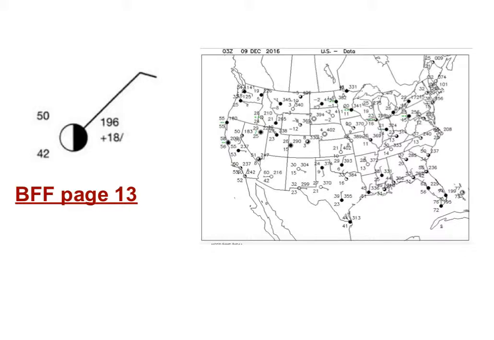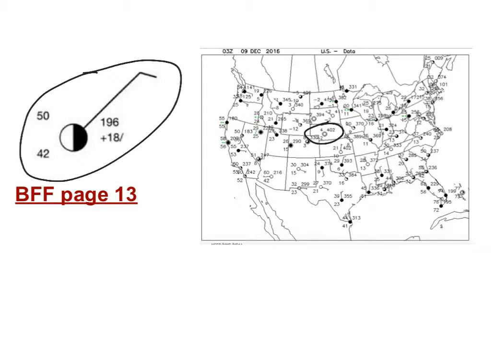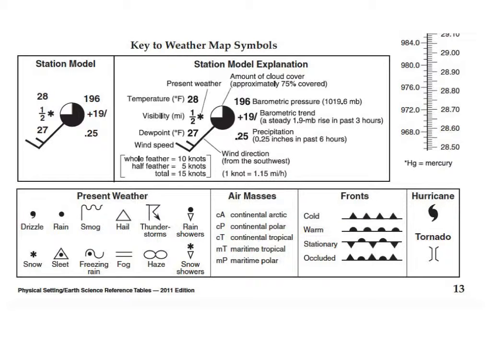Now what we're going to do is I'm going to teach you how to interpret that station model. Just like what I did for Nebraska, I'm going to teach you how to do that as well. So you're going to need your BFF open to page 13 for this. This is the little section at the bottom of page 13 in your BFF.